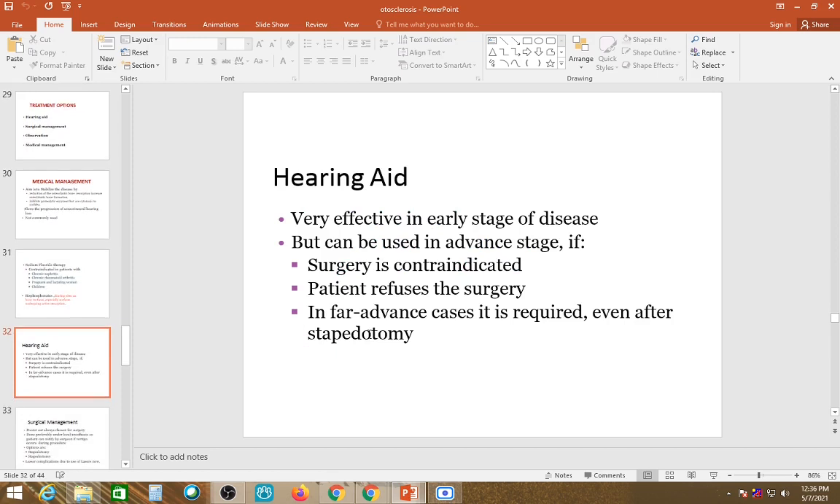Hearing aids are very effective in the early stage of the disease but can be used in the advanced stage if surgery is contraindicated. If the surgery is contraindicated, then we can use hearing aids effectively. Also if patients refuse the surgery. In far advanced cases, it is required even after stapedotomy.